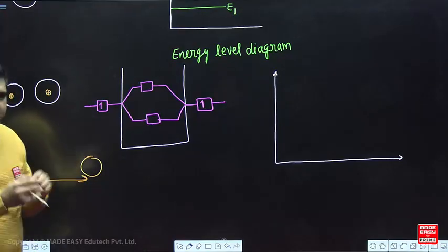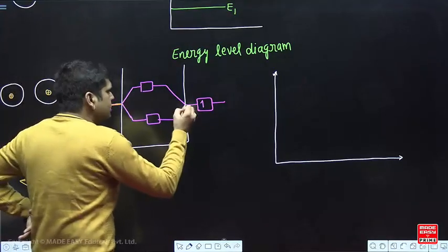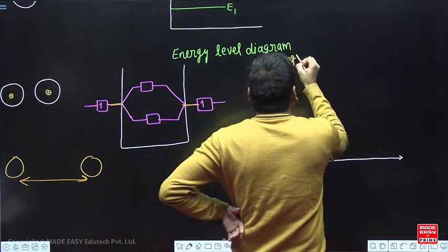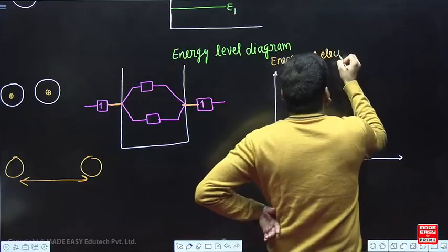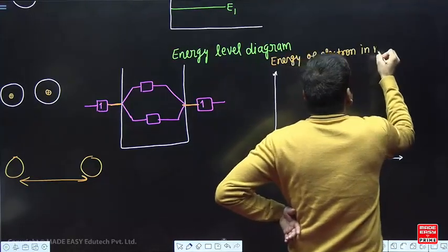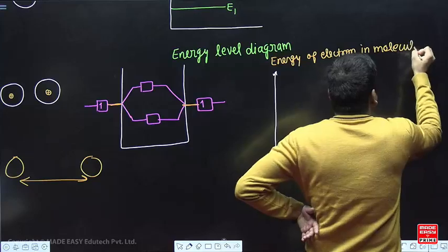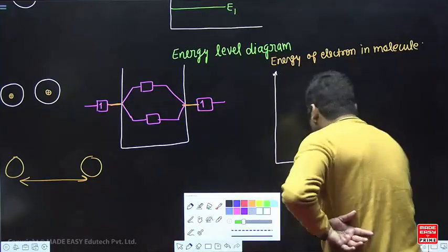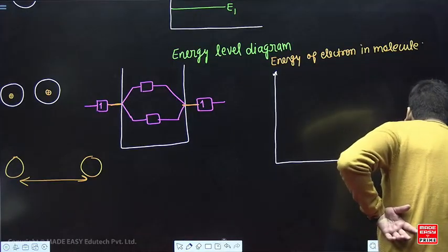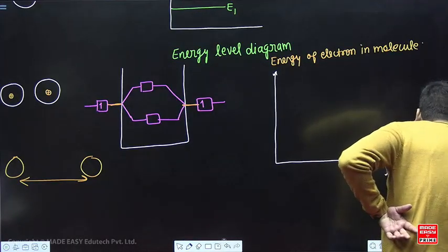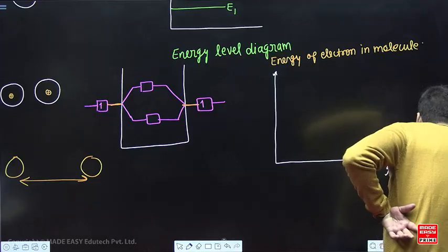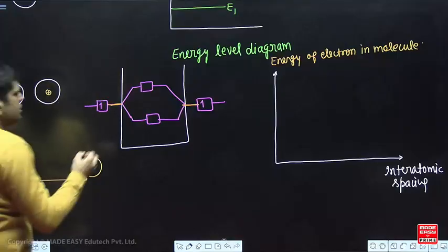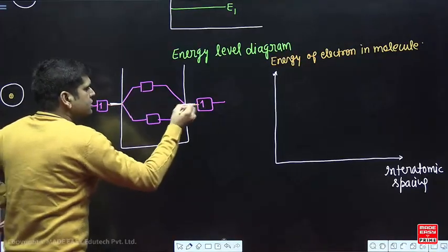So they are the isolated atoms and the energy of electron is exactly the same. So if I plot energy of electron in a molecule, then what happens? Initially, and on this axis I am taking interatomic spacing. Interatomic spacing means the distance between the 2 atoms, right? So when these 2 atoms are far away from each other, the energy of electrons is the same.